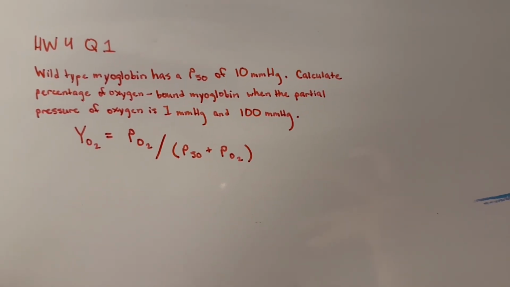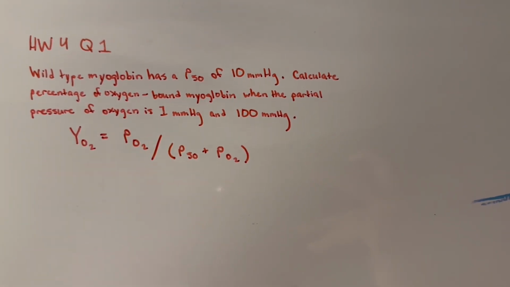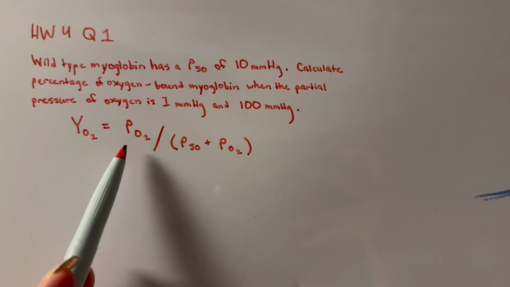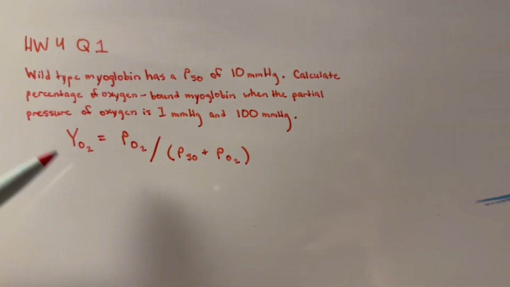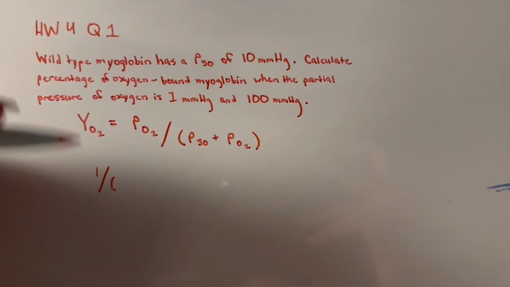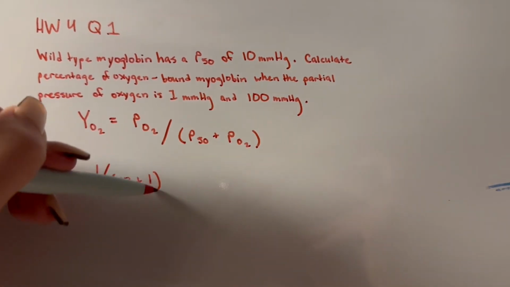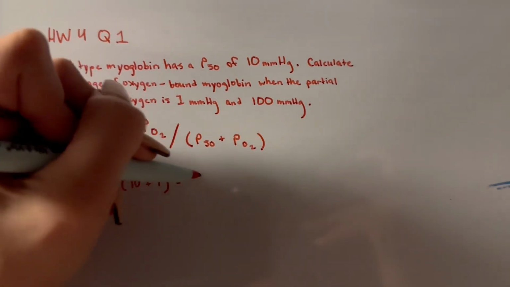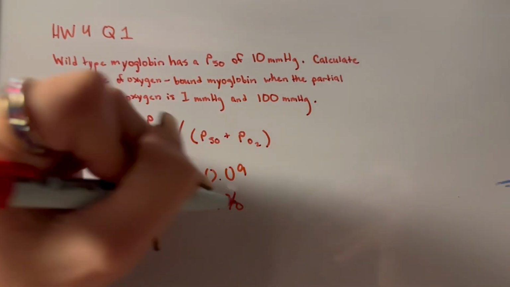In this question, we are asked to find the percentage of oxygen-bound myoglobin under two different conditions of partial pressure. For that, we will be using this equation here, in which PO2 is the partial pressure and P50 is a variable, which is given to us here as 10. So when the partial pressure is 1, we plug in 1 over the P50, which in this case is 10, plus the partial pressure. And then when you calculate that, you get 0.09, which is 9%.